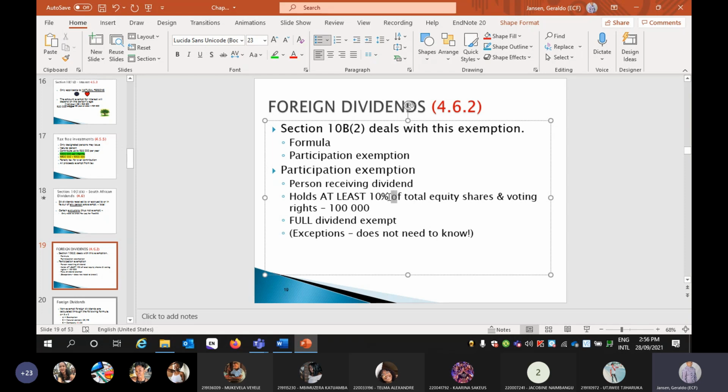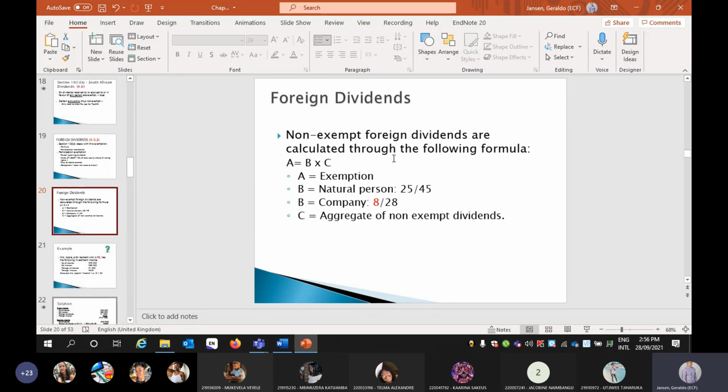Why? Because Mr. X holds at least 10% of the total equity shares and voting rights. Remember, I told you 11%. But what will happen if Mr. X only holds 9% of the equity shares in that company? That is obviously less than 10%. Then we need to go with the formula. And let's have a look at the formula.